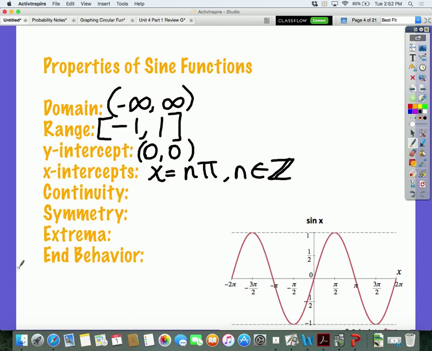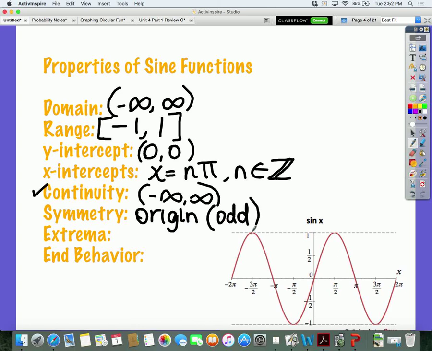Continuity is continuous. Yes. Okay? The whole time? Yes. So it's continuous from negative infinity to infinity. Flashback symmetry. What type of symmetry does the sine function have? Origin symmetry. Y'all remember that? From like the very first unit? If it has origin symmetry, that means it's what type of a function? Odd. It all comes back. It all comes back.